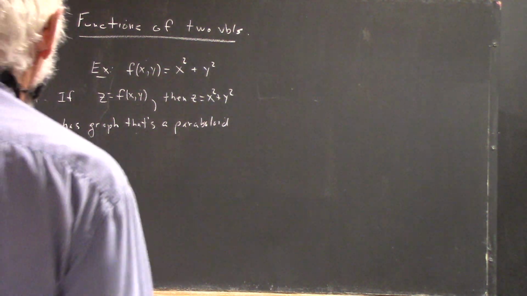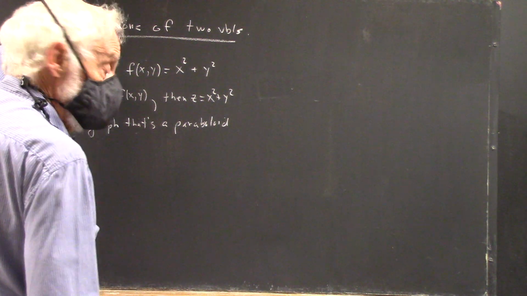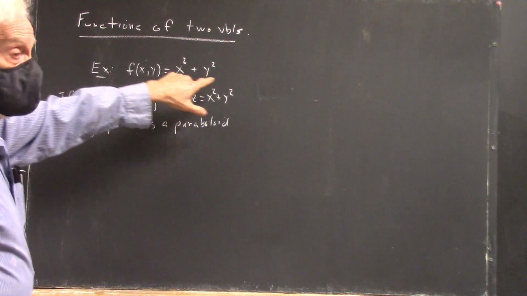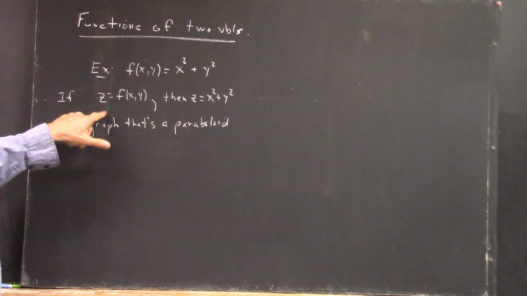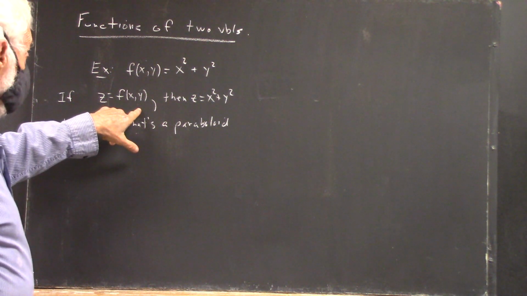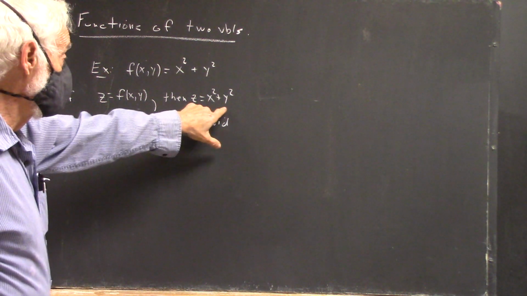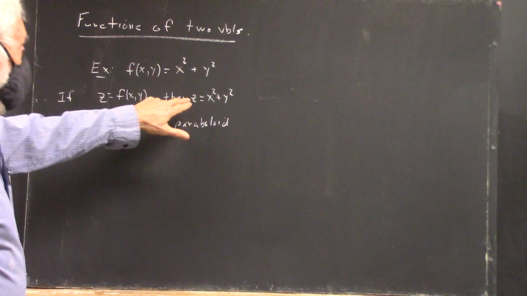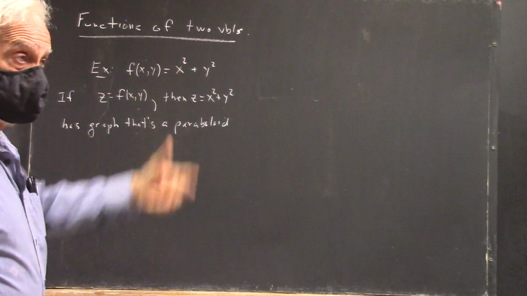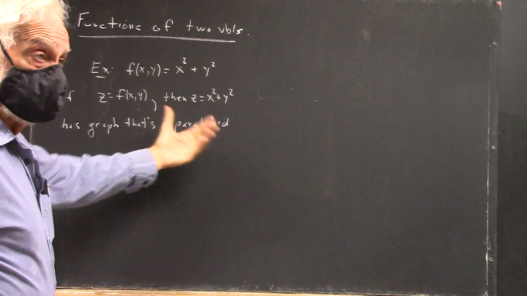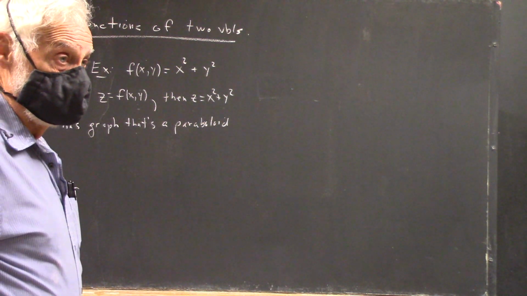Okay, so we're going to talk about functions of two variables. Example, f of x, y equals x squared plus y squared is a function of two variables. If z equals f of x, y, then we've got z equals x squared plus y squared, and the graph of this is a graph of this function in 3 dimensions.